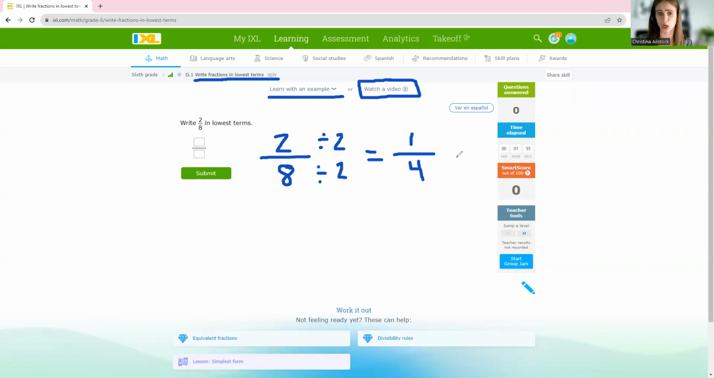And now if I look at my numbers 1 and 4, they're not both even numbers, so I can't divide by 2 again. And then if I think about my factors, the only factors of 1 are 1 and itself, 1. And then the only factors of 4 would be 1 and 4, and then 2 and 2. Only thing they have in common is 1. This is my answer. This is the simplest form or the lowest terms. So then you can just enter the 1 and the 4 into your fraction here and hit submit.